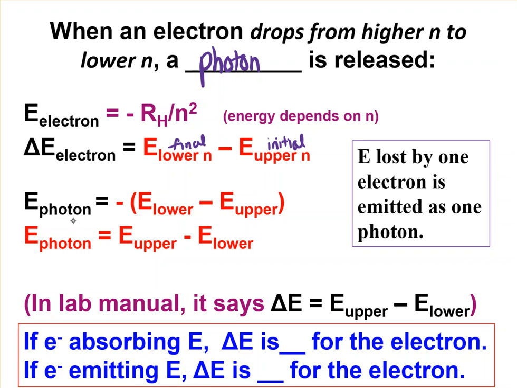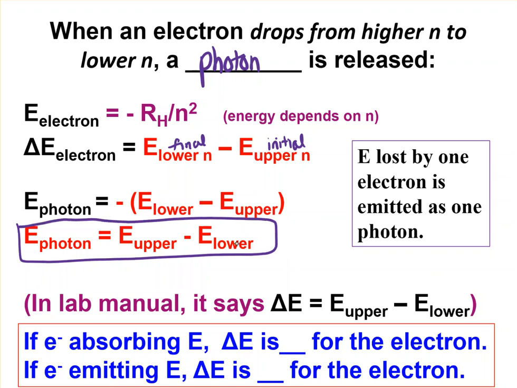But the energy of the photon is not, it's this same number, but the opposite sign. The electron is giving it off, the photon just has the energy. So I took this and I put a negative in front of it, and then I rearranged it. And so this is the equation that you use in lab.